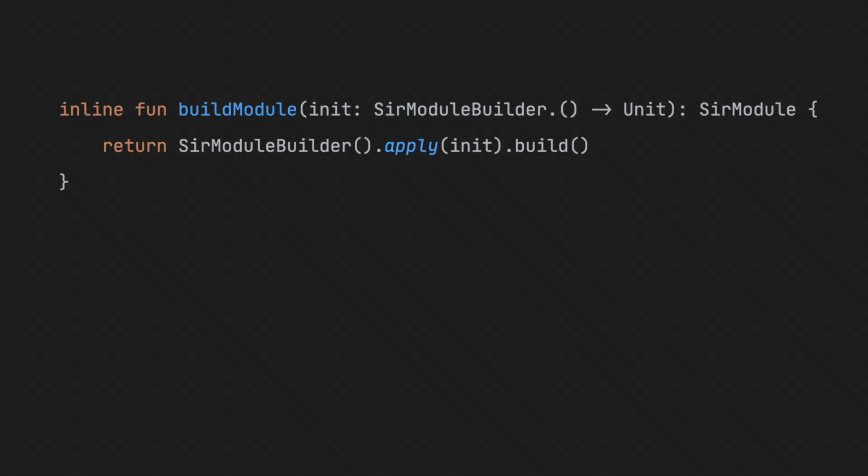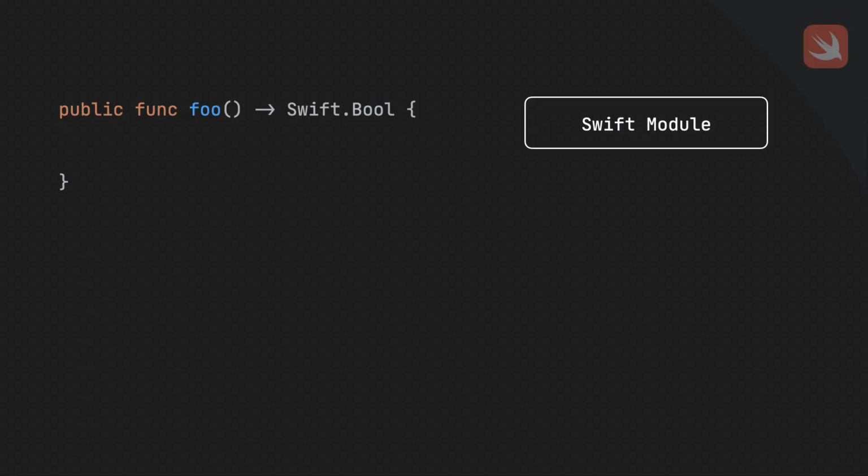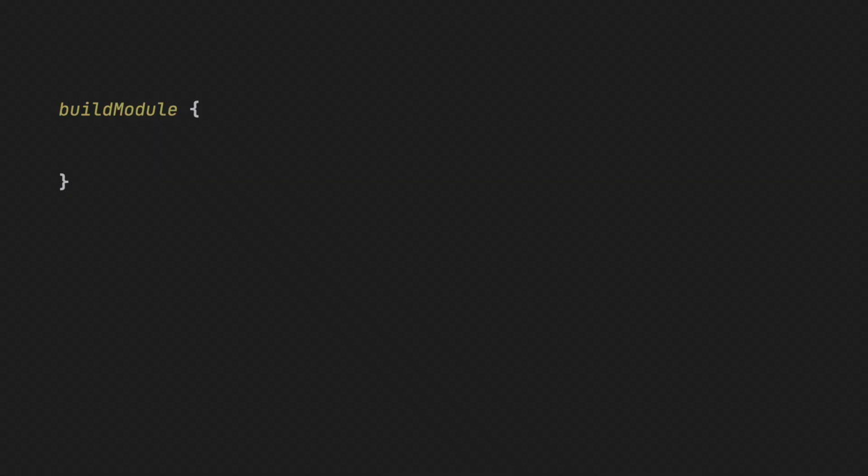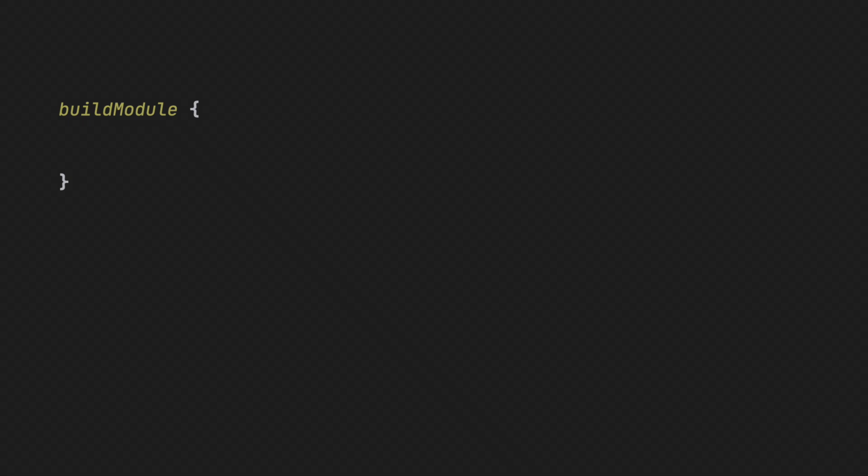So let's build our Swift module first. To build a Swift module, the minimum that we need is the name of it. We'd also need to add decorations to it. In this example, we're going to add a very simple function decoration to it. So let's build a module using its DSL. There's a DSL provided for each type of SIR element. To build our module, we're going to give it a simple name, just like this. And now we're going to add a decoration to it.